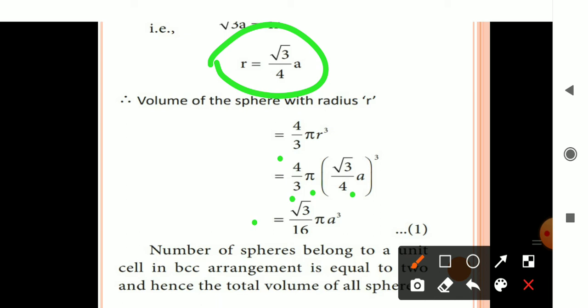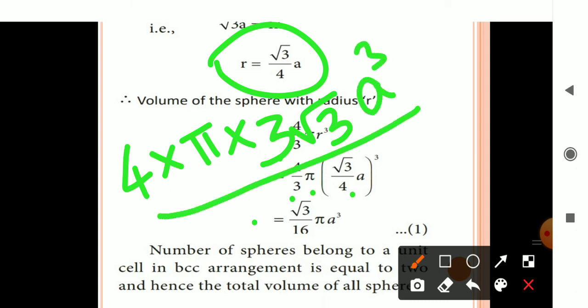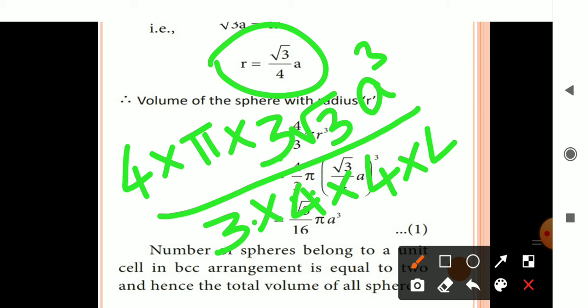Let me simplify and explain. Look here, how can we write it? 4 into pi into root 3 cube. What will be the answer of root 3 cube? We can write it as 3 root 3, because root 3 into root 3 into root 3 is 3 root 3, into a cube, divided by 3 into 4 into 4 into 4. Now simplify: 4 cancelled, 3 cancelled, nothing else to cancel.